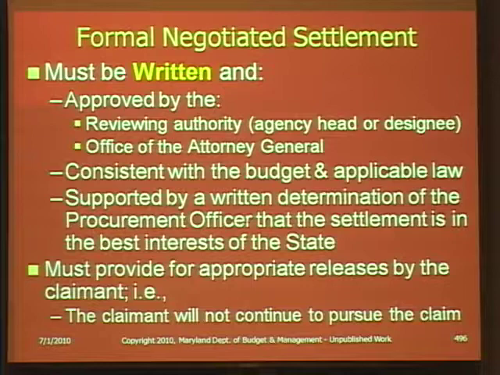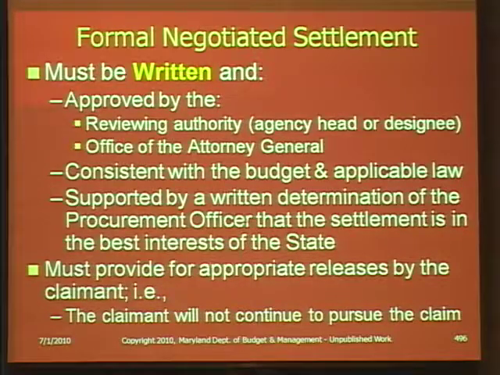A negotiated settlement, if it happens, must be in writing, must be approved by the reviewing authority, that is your agency head or the designee of your agency head, must be approved by the Office of the Attorney General, must be consistent with the budget and applicable law. Obviously, you can't agree to pay money you don't have, and you can't agree to do something that's in violation of a law. And hopefully, based upon the review by these two entities, you will never get to something that is in conflict with the budget or some other law. Supported by a written determination of the procurement officer that the settlement is in the best interest of the state. Obviously, I don't think you would enter into a settlement that wasn't in the best interest of the state. But you must have a statement that this is construed to be the best thing for the state.